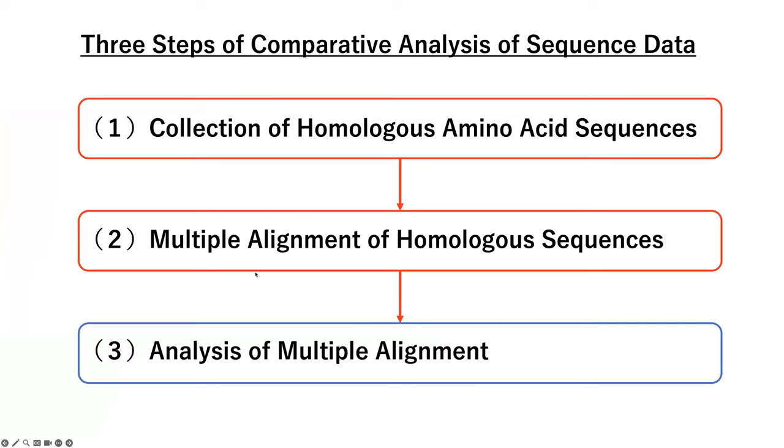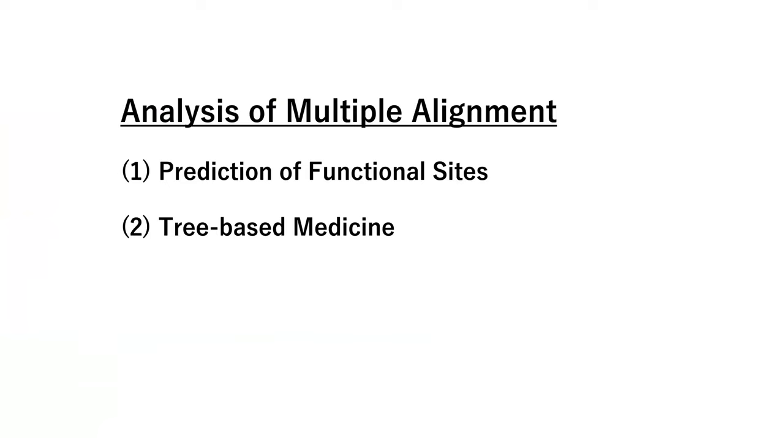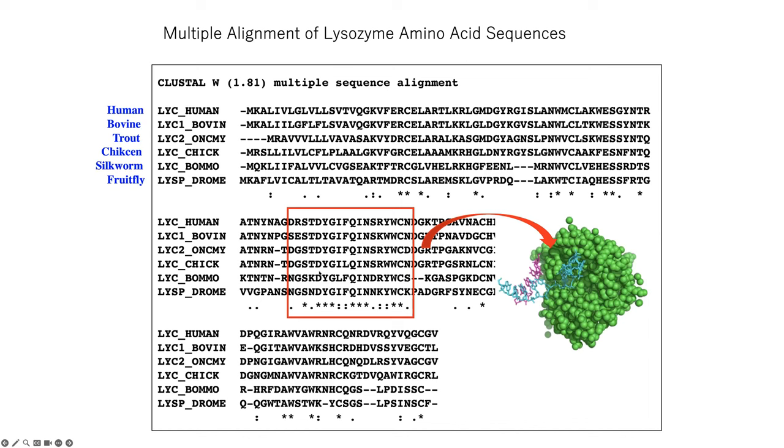Now, if a multiple alignment is generated, by analyzing it we can obtain structure or function information from the aligned sequences. Today I'll explain the prediction of the functional sites. I prepared the tree-based method, but I think it is better to skip this one; I already explained it. By detecting clusters of conserved sites and mapping them on the three-dimensional structure, we can predict the functional sites.